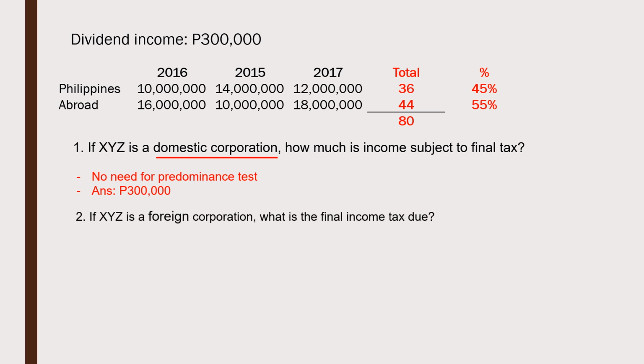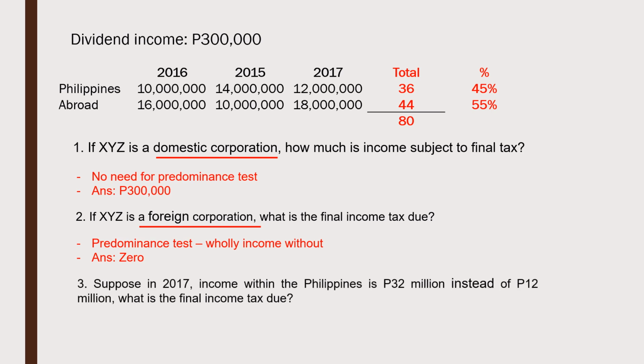Second question, if XYZ is a foreign corporation, what is the final income tax due? Since XYZ is a foreign corporation, we perform the predominance test. However, we see that for abroad, it is 55%, so the dividend income will be wholly income without, and the answer is 0.